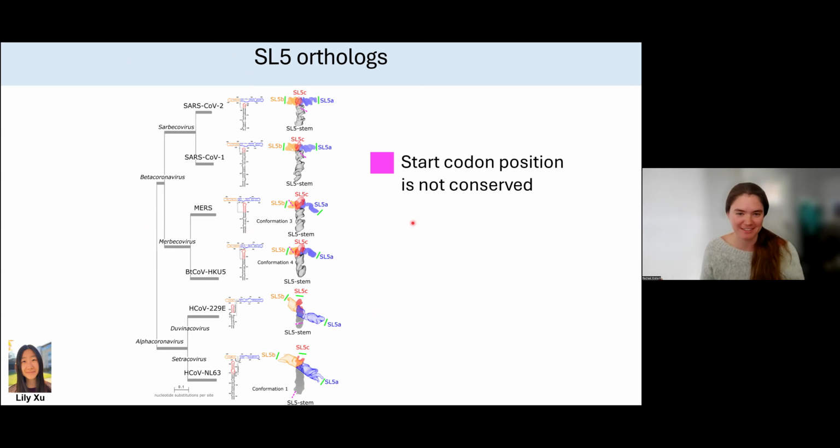So one obvious thing we look at is the start codon position, right? For SARS-CoV-2 and SARS-CoV-1, it's in this black stem. But then if we go to beta coronaviruses, it's in the orange stem. And then alpha coronaviruses, it's very low in the black stem. So essentially the position is not conserved.